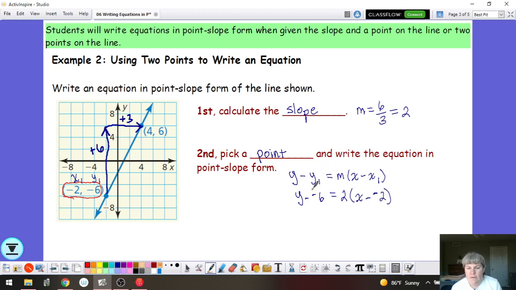Now it doesn't look very clean, very neat to have a subtract negative. So when we have a subtract negative, we can write this as y plus 6 equals 2 times x plus 2. I can do this same thing with the other point. I just wanted to show you what happens when you use a point that has negative values in it.